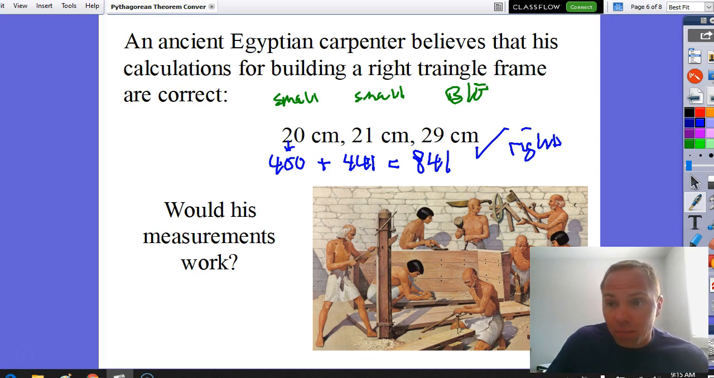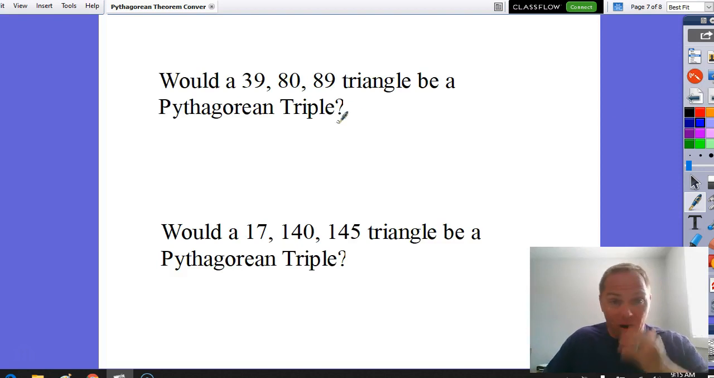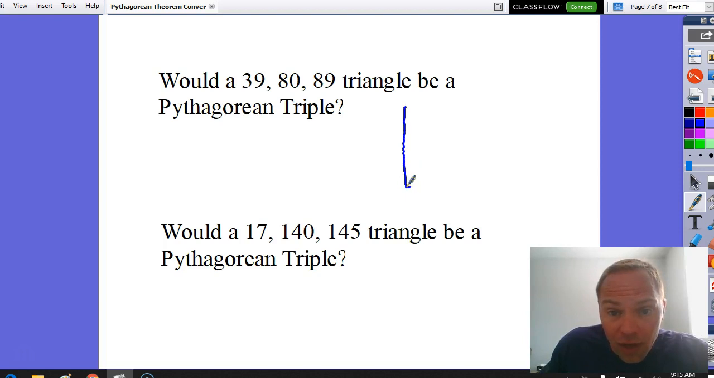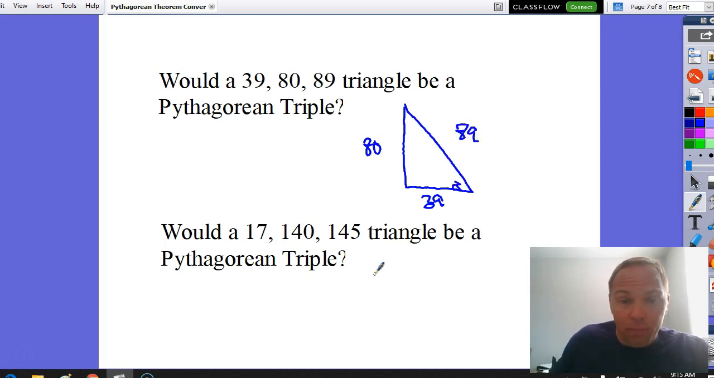Okay, so last but not least, we're going to go through two more. You're welcome to draw triangles if you would like, and I can do that on the first one. So I'm going to put 39 down here. I'm going to put 80 over here, and across from the right angle, you put 89. So now, I'm going to do the next one down here the other way. I'm going to put 17, 140, and 145, and I'm going to square them underneath. All right? So it's your choice. You have the option of doing it any way that you want.